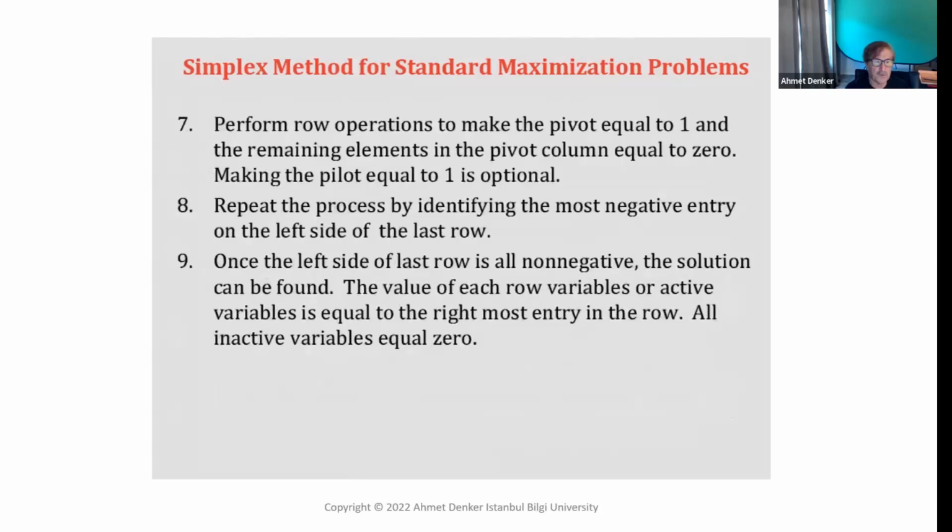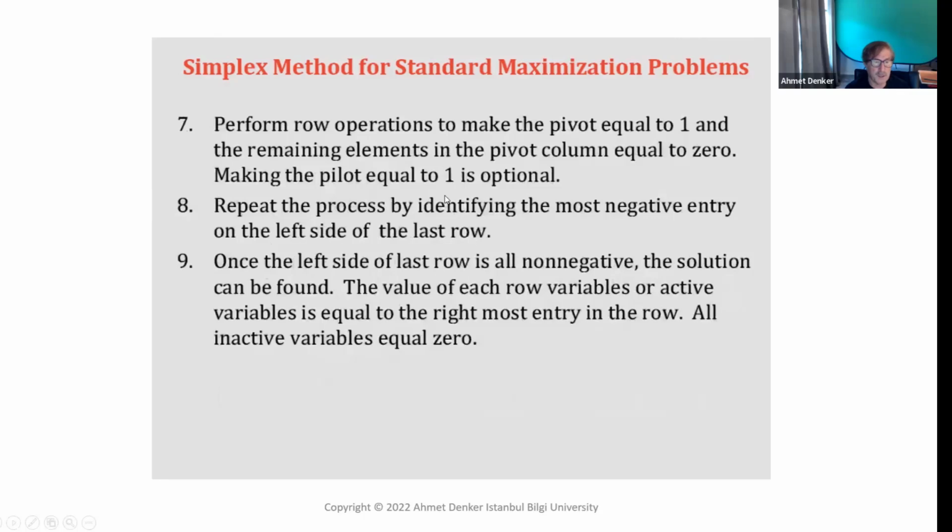And then we perform some operations to make the pivot equal to 1 and the remaining elements in the pivot column 0. If I can manage to do this, the variable is going to be called an active variable, and it's going to be one of the optimal values. If I cannot find this for a variable, then the variable is going to be called inactive, and its value is going to be taken as 0 in the optimization solution. And we will repeat this process until all the values on the bottom row are non-negative.